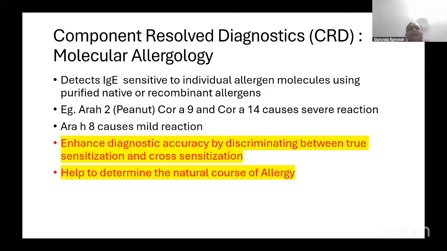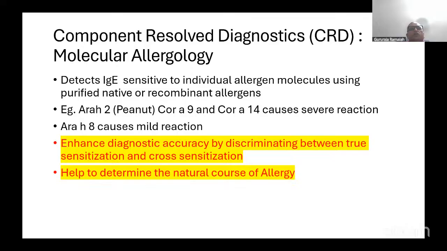However, the field is rapidly advancing and moving towards a precision diagnosis. I don't want to discuss the conventional tests. I mentioned the limitations, but they still have a lot of role if the history is good. So coming to component resolved diagnosis, it is a major leap in allergen testing.